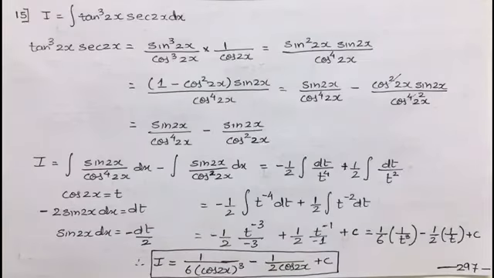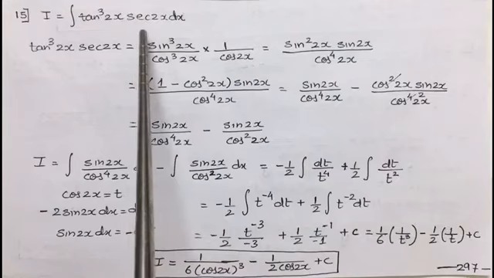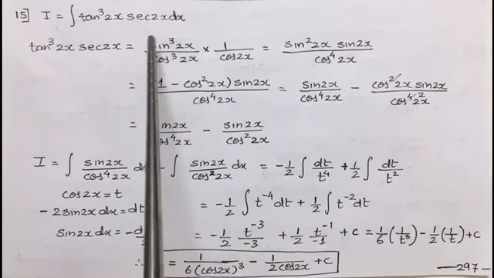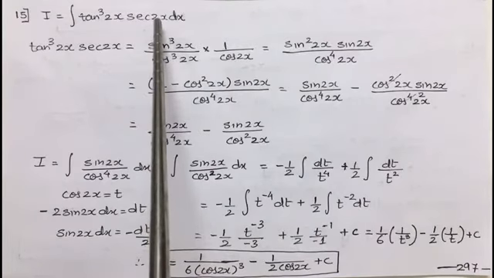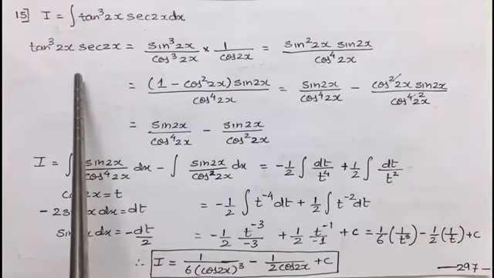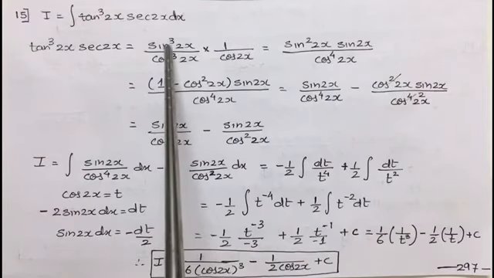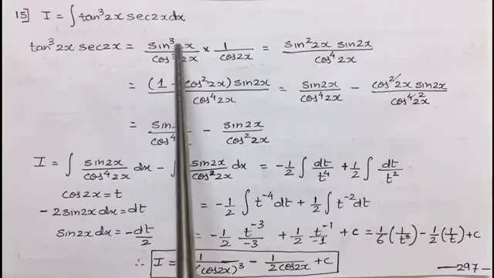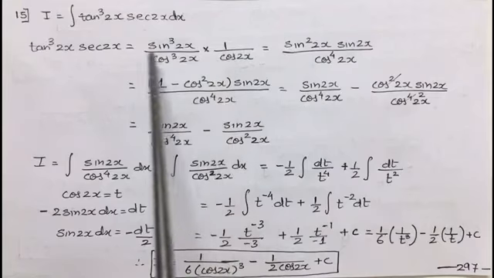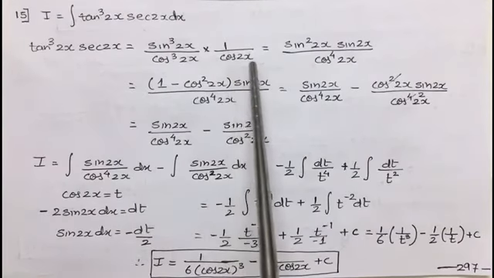15th one, the question is integration tan cube 2x sec 2x dx. Now direct integration is not possible, so converting tan 2x in terms of sin 2x upon cos 2x with cubes, and sec 2x is converted as 1 upon cos 2x.